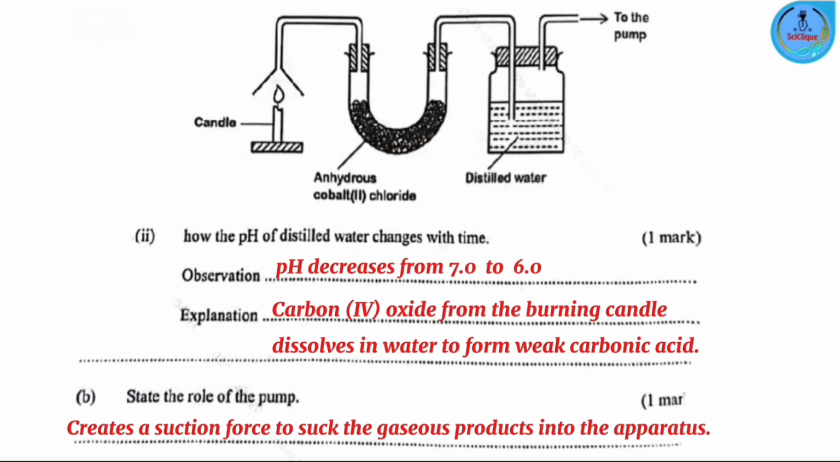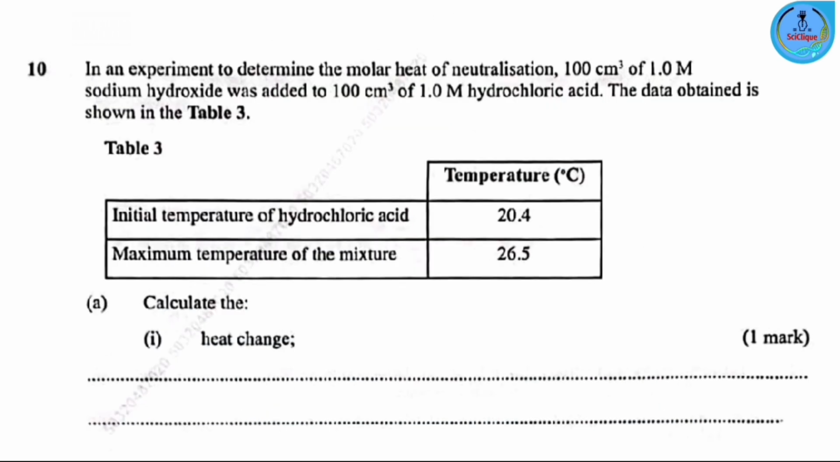Question number 10. In an experiment to determine the molar heat of neutralization, 100 cubic centimeters of 1 molar sodium hydroxide was added to 100 cubic centimeters of 1 molar hydrochloric acid. The data obtained is shown in table 3 below. Okay, so we have table 3 over there. So we have the initial temperature and the maximum temperature.